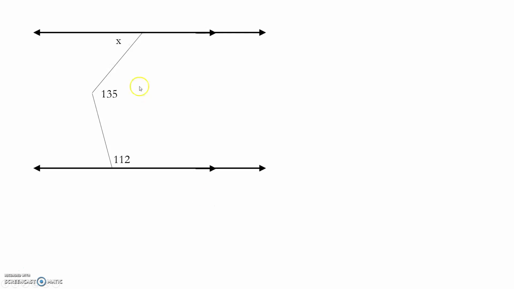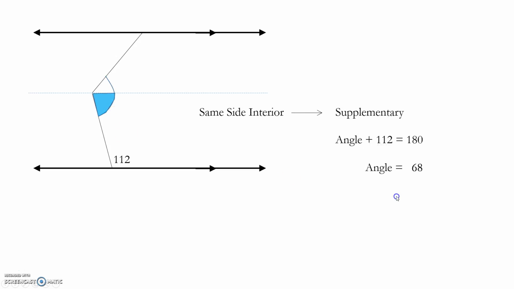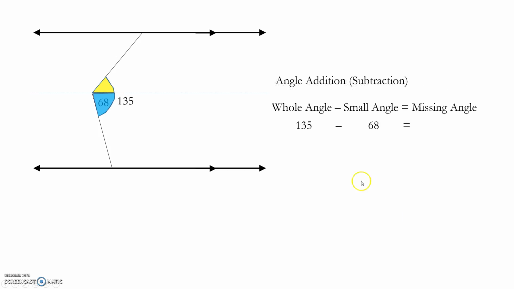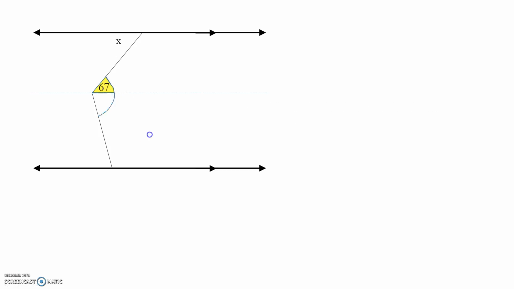This last example that we went through was when x was at the top. 135 is the combination of these 2 angles. This angle I get with supplementary angles, same side interior. We found that to be 68 degrees. And then angle addition or subtraction allowed me to find my missing angle up here in yellow to be 67. And finally, alternate interior angles are congruent. X was 67.